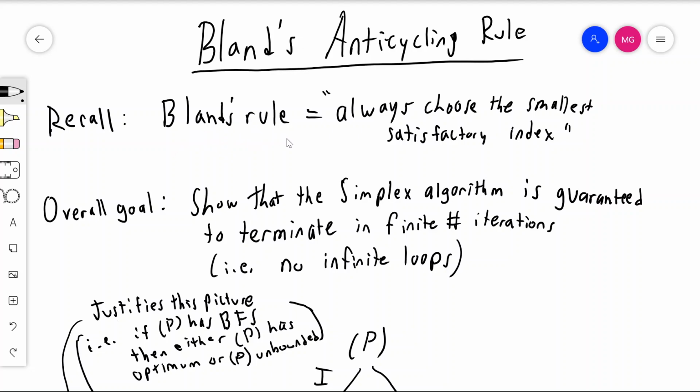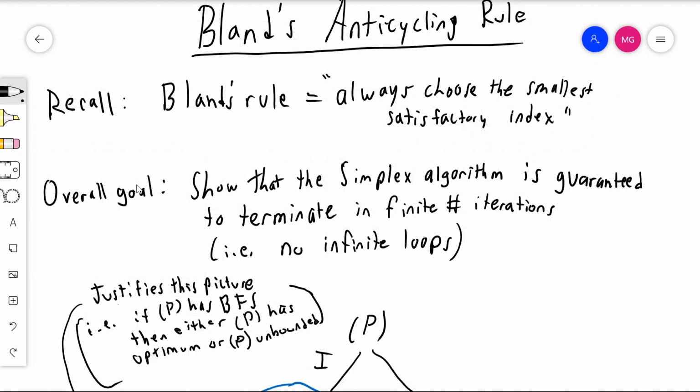So remember, Bland's rule is the convention that says that whenever you have multiple indices that satisfy whatever criteria you're trying to currently satisfy, you always pick the smallest satisfactory index. So if you have a choice, you always pick the smallest one by convention. Our goal with this video is to show that the simplex algorithm, when you use this Bland's rule convention, is guaranteed to terminate in a finite number of iterations. Or in other words, there are no infinite loops that you could get stuck in.